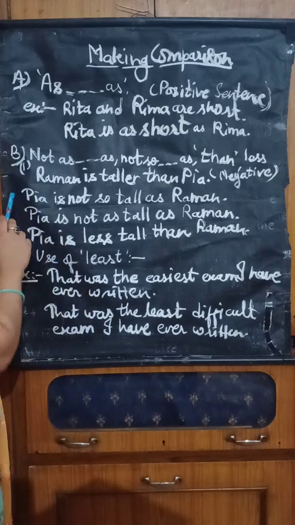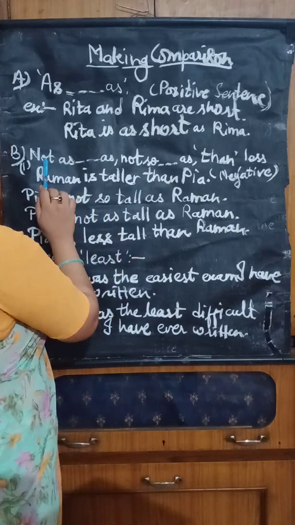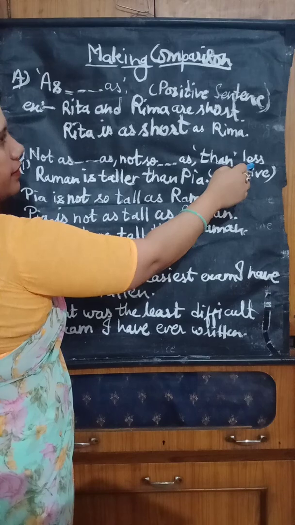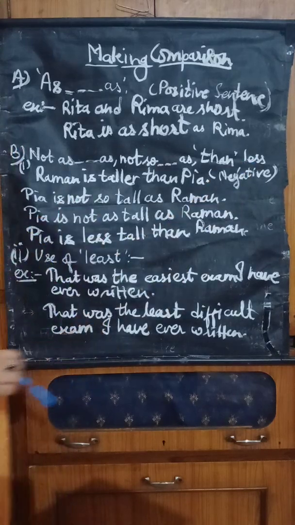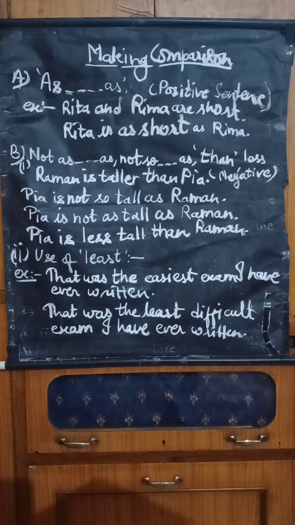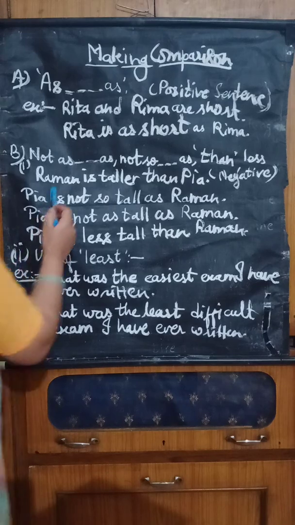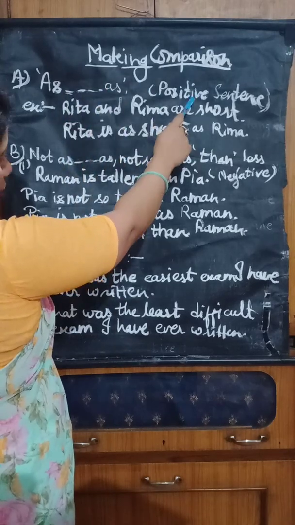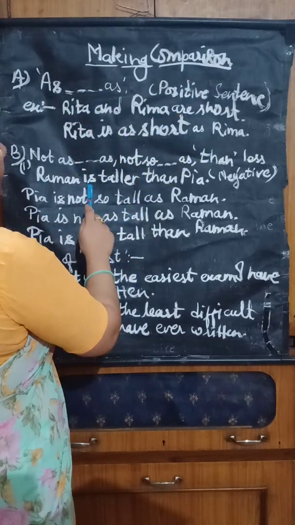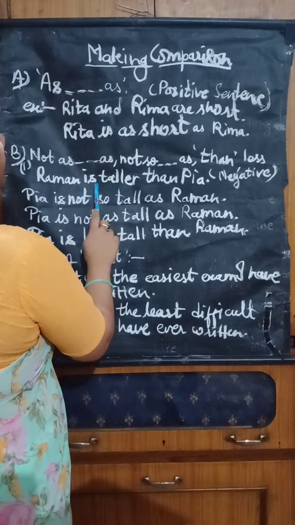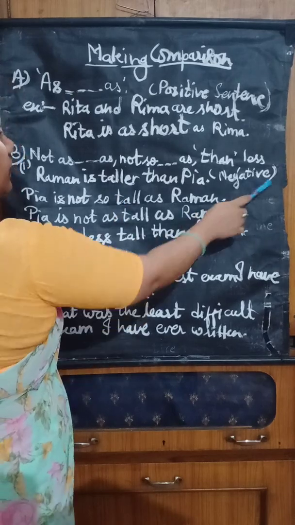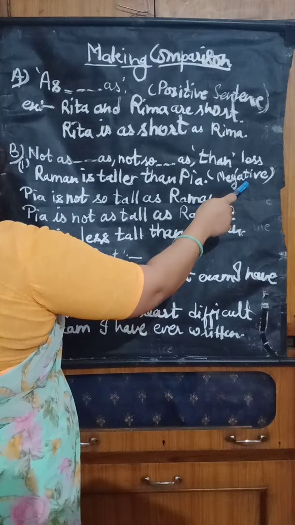The second one is for negative sentences, where we are using not as, not so as, than and less. Let's try to understand with the help of an example: Raman is taller than Pia. Remember one thing, the words as and as we can use only for positive sentences. Here we are just changing the comparative degree sentence into a positive form, right? And this can be changed into a negative one.